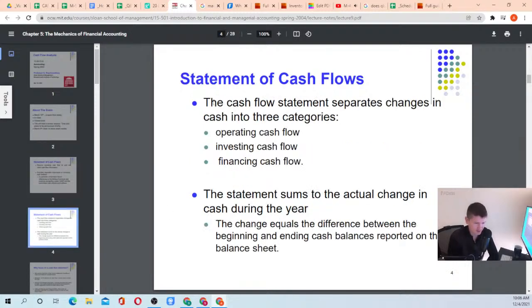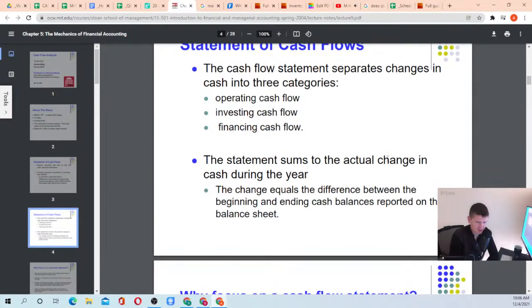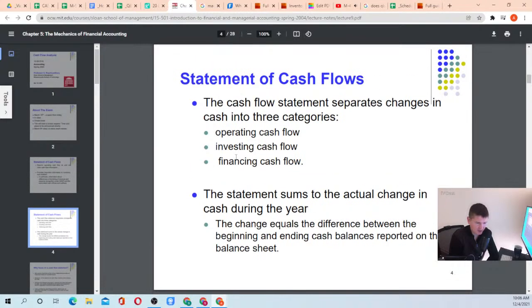Let's see what they say here. In your statements of cash flow, you will break down your cash flow into 3 categories: operating cash flow, investing cash flow, financing cash flow. The statement sums to the actual change in cash during the year. The change equals the difference between the beginning and ending cash balances.